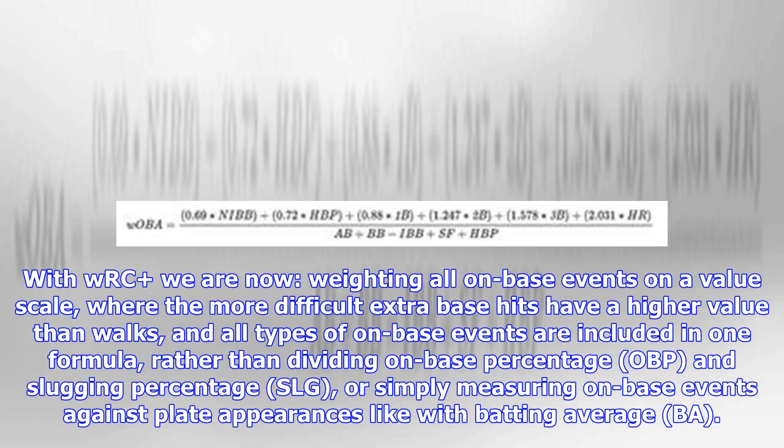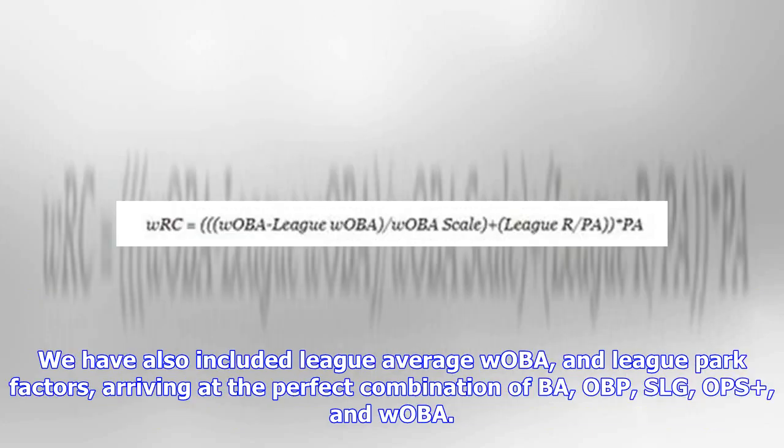With wRC+, we are now weighting all on-base events on a value scale, where the more difficult extra base hits have a higher value than walks, and all types of on-base events are included in one formula, rather than dividing on-base percentage (OBP) and slugging percentage (SLG), or simply measuring on-base events against plate appearances like with batting average (BA). We have also included league average wOBA, and league park factors, arriving at the perfect combination of BA, OBP, SLG, OPS, and wOBA.